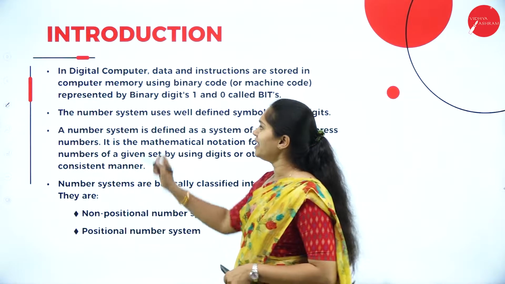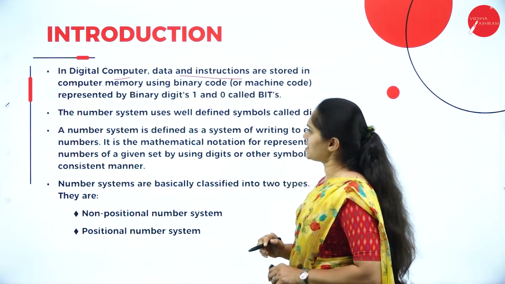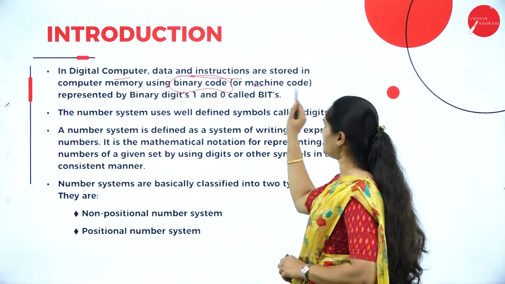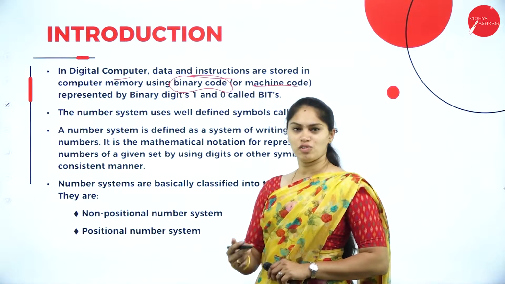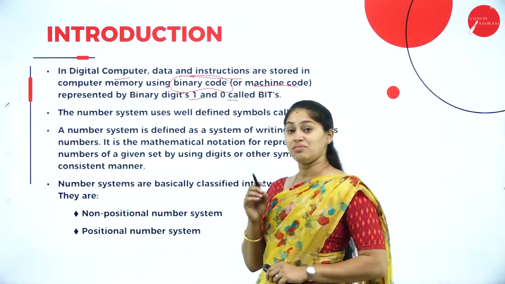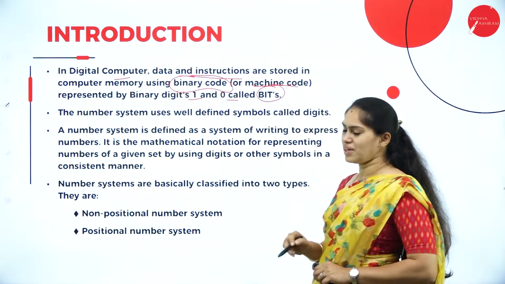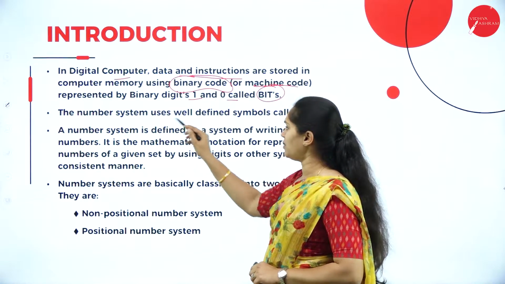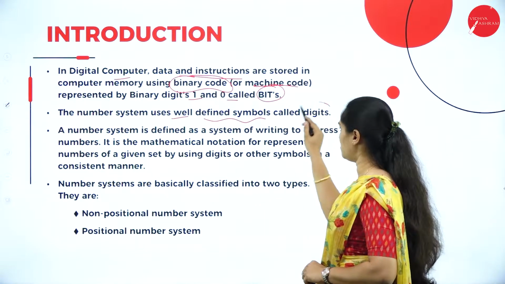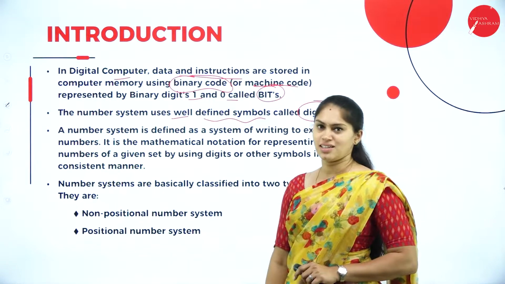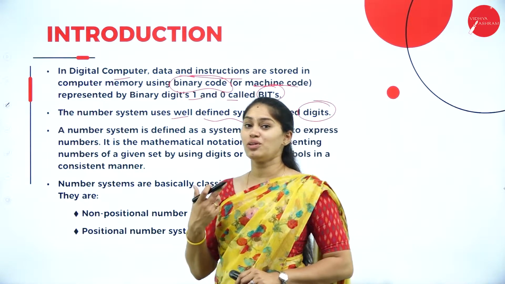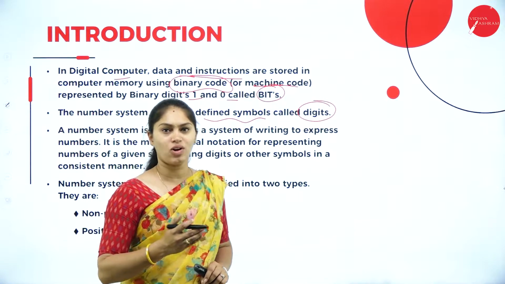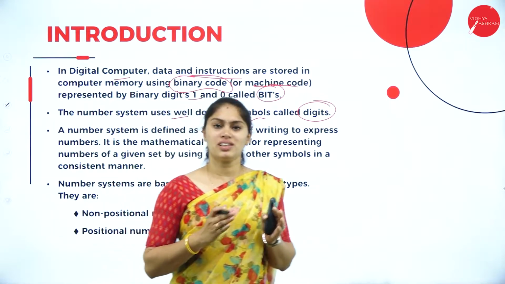In the digital computer, data and instructions are stored in the computer's memory using binary code, and we call this code machine code. It consists of two numbers, 1 and 0, which we call bits. A bit can be either 1 or 0. Also, a number system uses well-defined symbols, called digits. We use certain symbols to represent a number, and we call this representation of numbers using symbols digits.